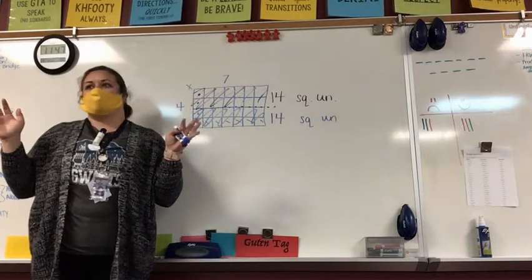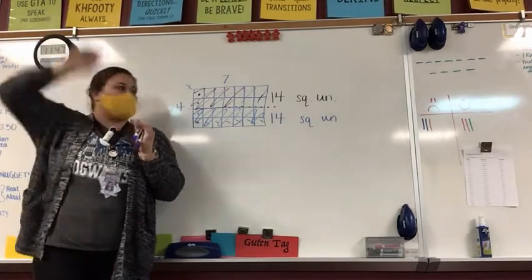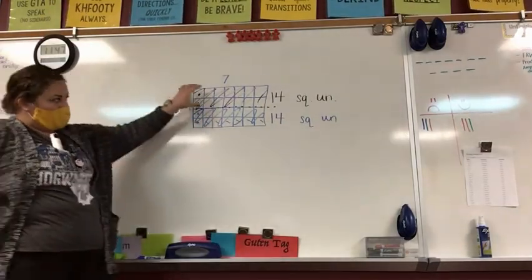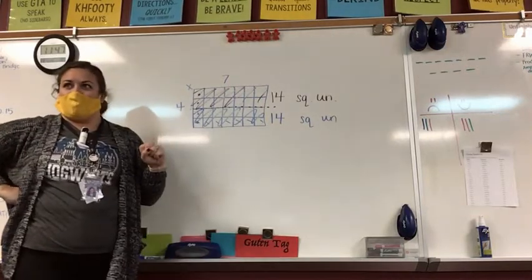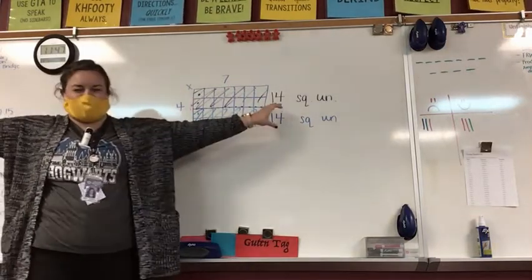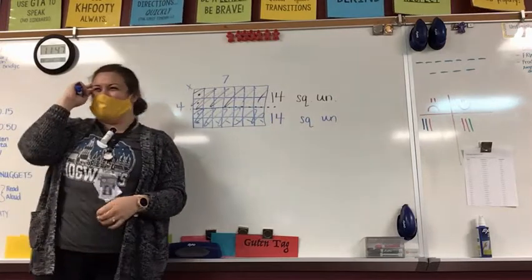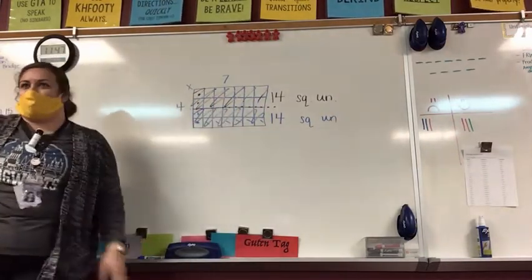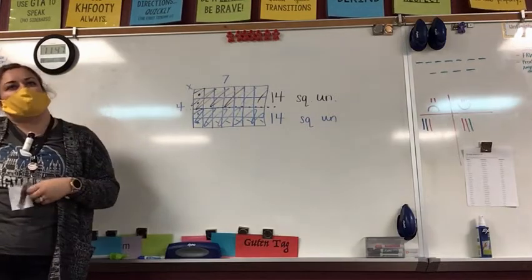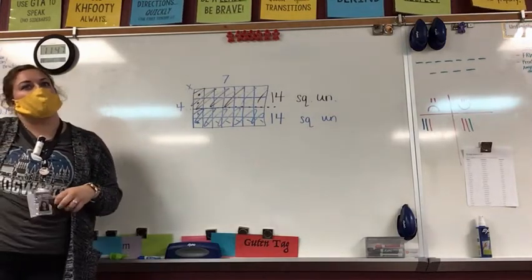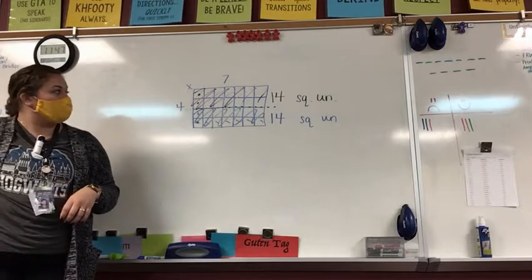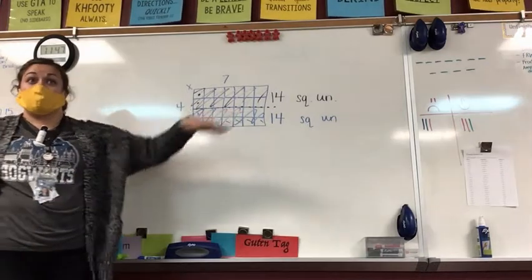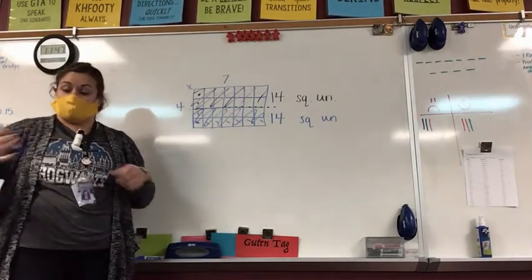I want to hear from some brilliant mathematicians. What did you determine if we figured out this part of the shape and this part of the shape? How can I use those totals to figure out my area of my 4 by 7 shape? Gunnar, what do you think? I didn't really get it, but I looked at the 14 and 14. 14 plus 14 equals 28, so that's what I was guessing.